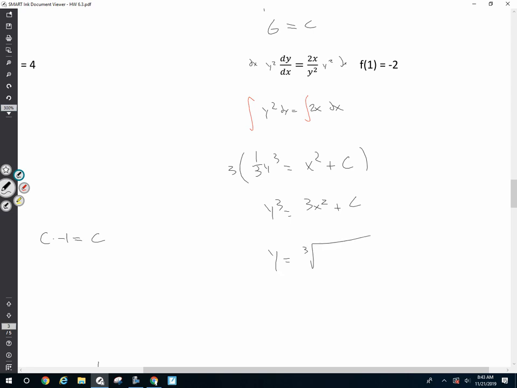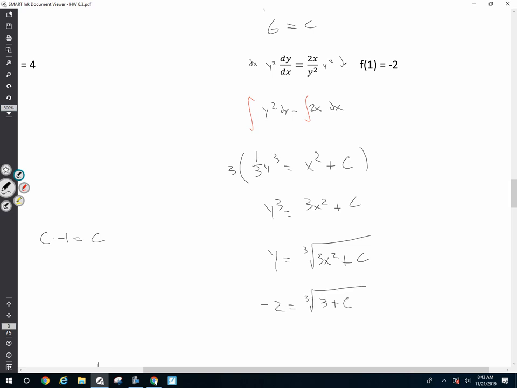Maybe you like to write it as the cube root. Maybe you like to write it as the 1/3 power. Don't really care. Here's your general solution. I have the point 1, -2. -2 equals. Yeah, notice with that cube root, I don't have a plus or minus because it's an odd power. I only need a plus or minus with an even power because even powered numbers are always positive.